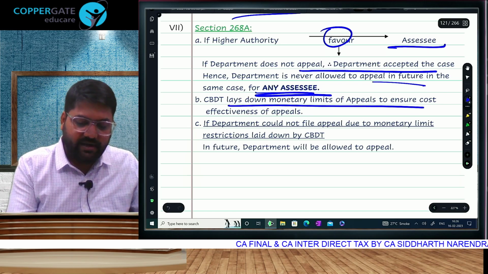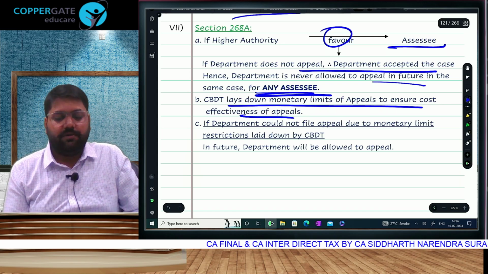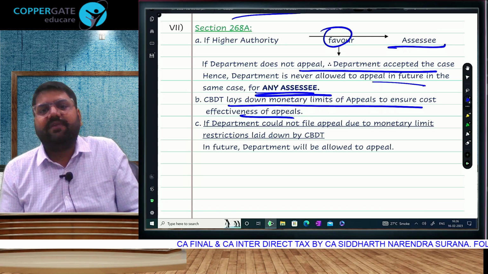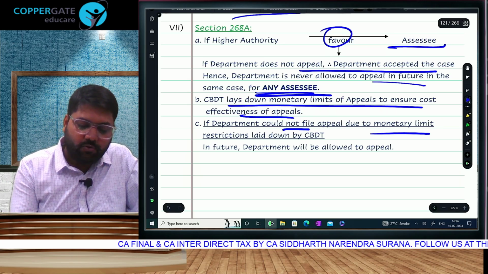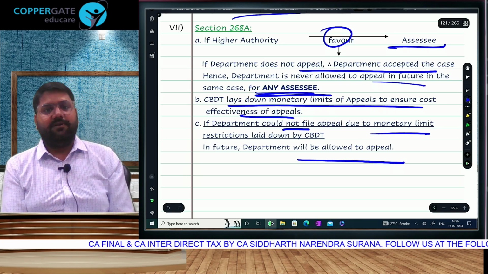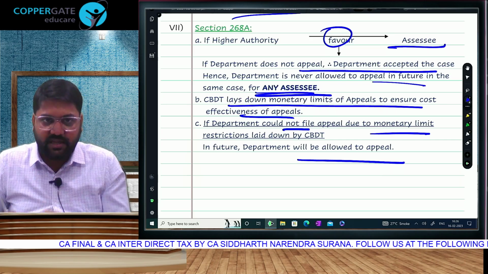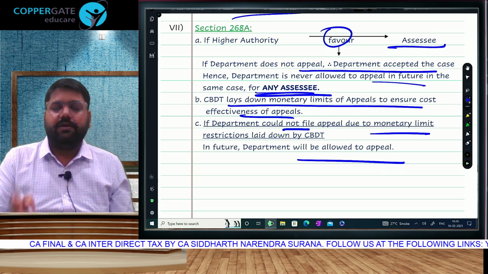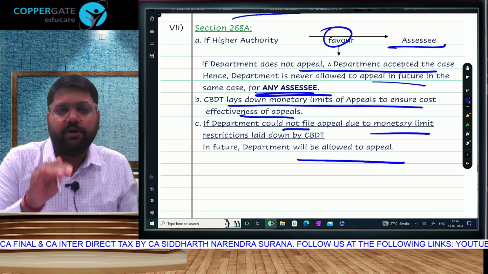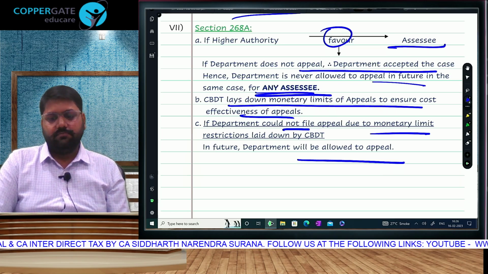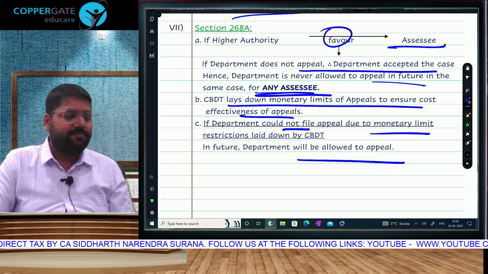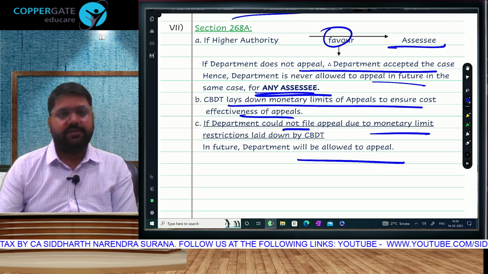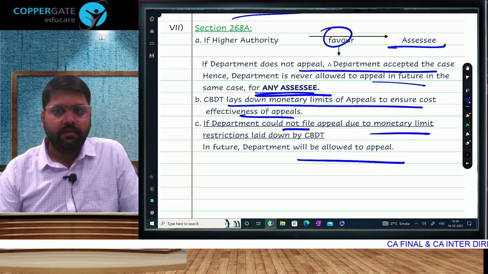However, CBDT lays down monetary limits for certain appeals, that you need to appeal only when this monetary limit has been exceeded. So, if the department did not file the appeal due to the monetary limit, then CBDT can appeal in future. Means, in the case of SSC A, if CBDT, department does not appeal further because of the monetary limit laid down by CBDT, then in case of SSC B, they will be allowed to appeal, which is normally not allowed. That's the revision of our chapter, appeals.